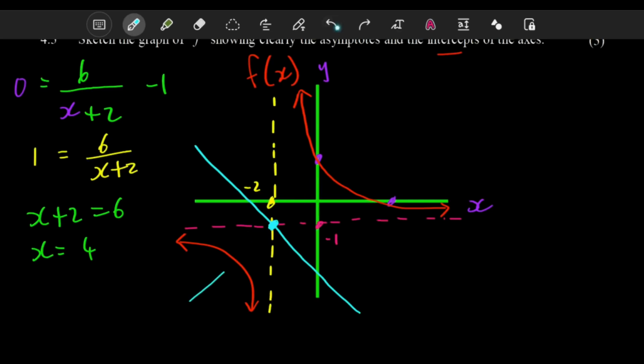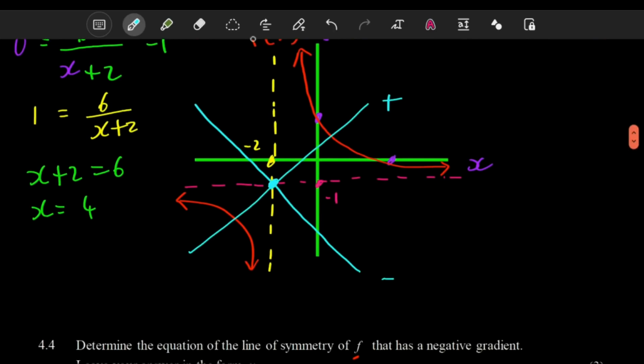There are two lines of symmetry for a hyperbola, you see. One has a positive gradient and one has a negative gradient. Like here, this one is the one that has a positive gradient. This is the one that has a negative gradient. So they want us to get the equation of the line of symmetry that has a negative gradient.